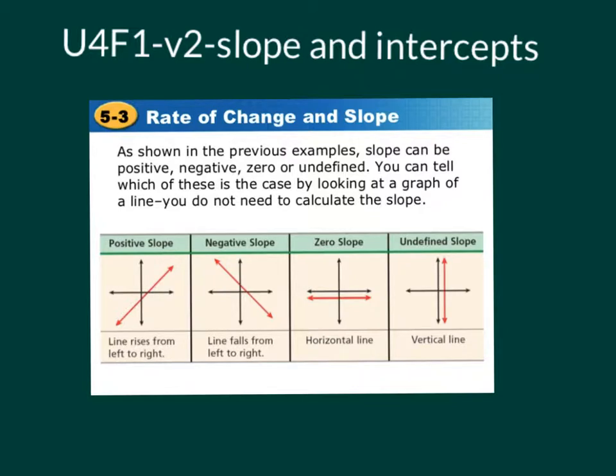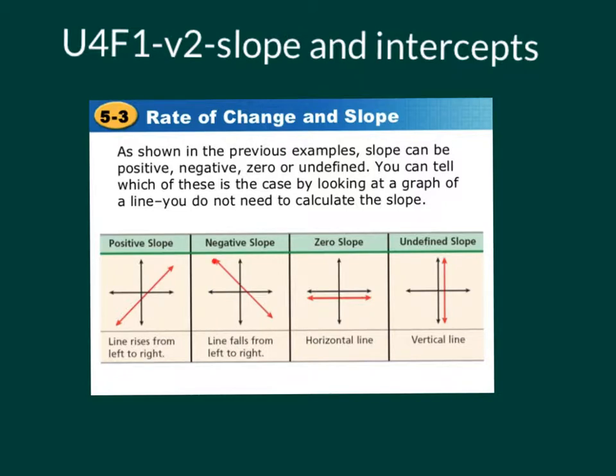A positive slope is always going uphill. And we always read a line like we read a book, from left to right. So if I take the left and I follow the line to the right, it is going uphill. So this is a positive slope. A negative slope would be the opposite. It's going downhill from left to right, okay?